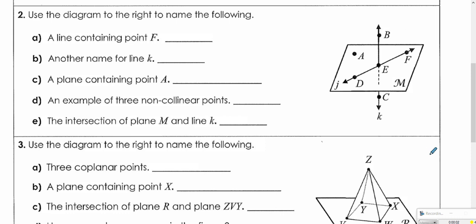Okay, let's do problem number 2. This is the 1-1 practice for geometry. This is problem number 2. Use the diagram to the right to name the following.